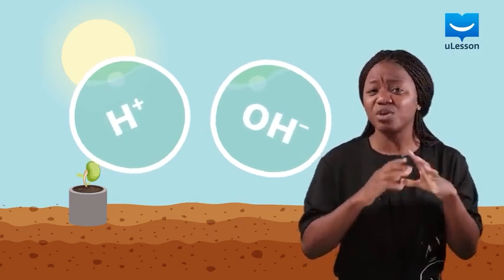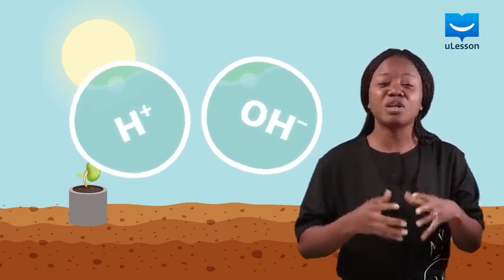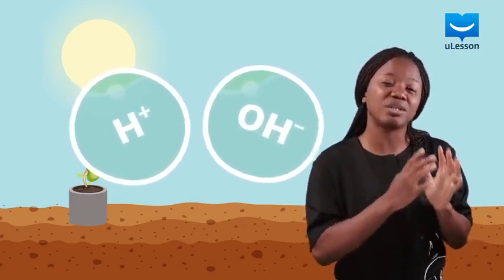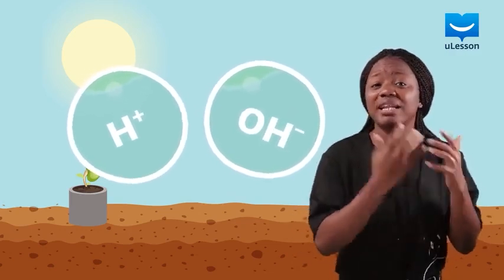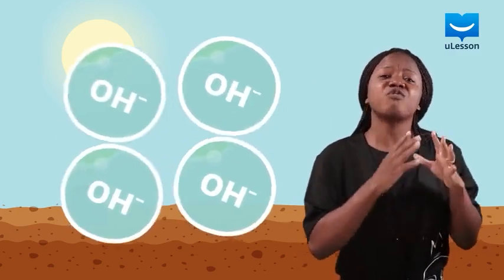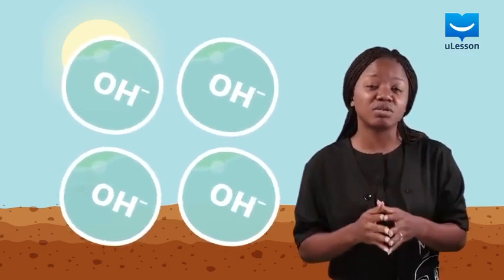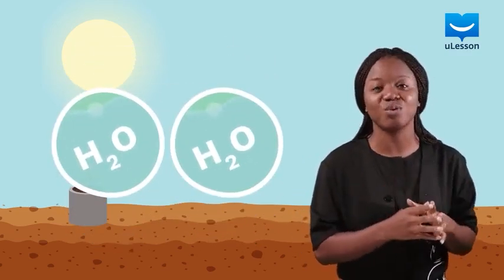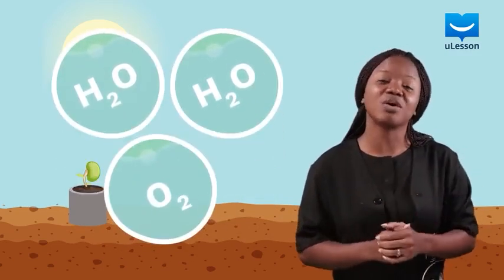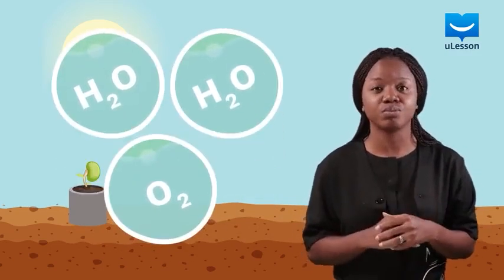The hydroxyl ions formed are unstable and combine with each other to give water and oxygen. Because nature needs to balance this equation out, 4 OH or hydroxyl ions combine to give us 2 molecules of water or H2O and 1 molecule of oxygen or O2.